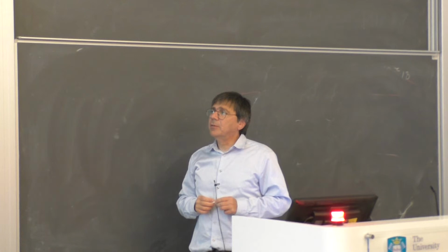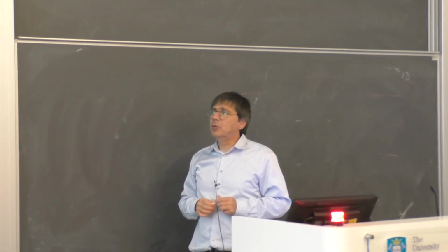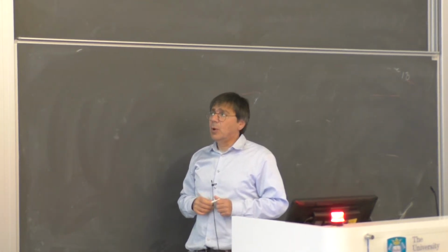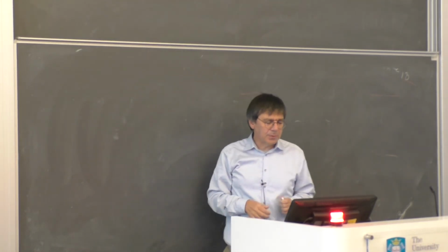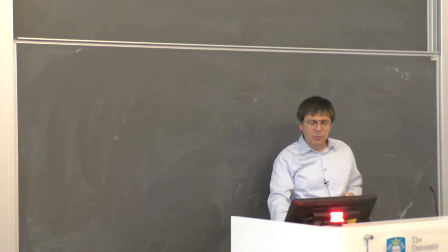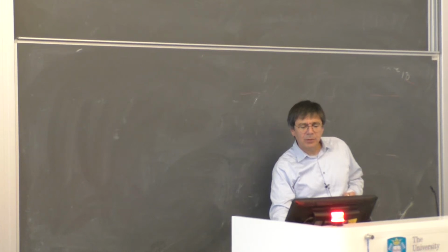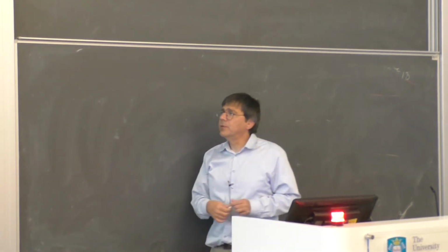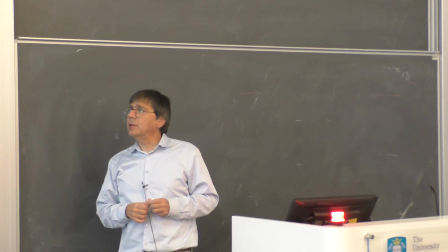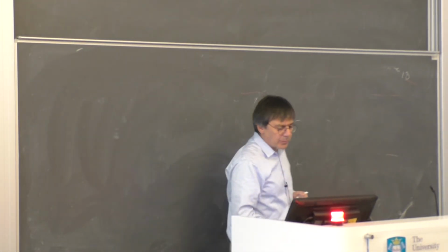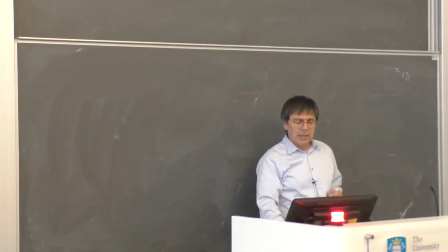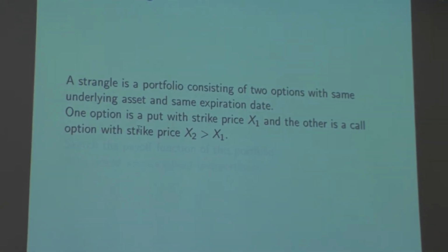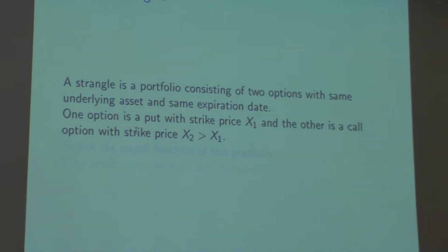The two options are going to have the same underlying asset, and they're going to have the same expiration date. So what can be different about these two options? Let's assume that these are two European options which are identical, except that one of them is a put option with strike price X1. The other one is a call option with strike price X2, and X2 is greater than X1. So what does such a portfolio do for us?